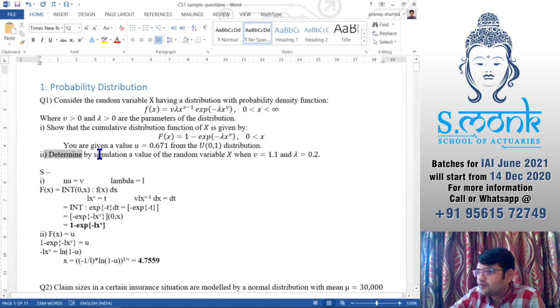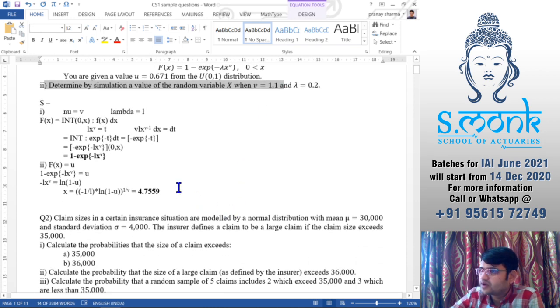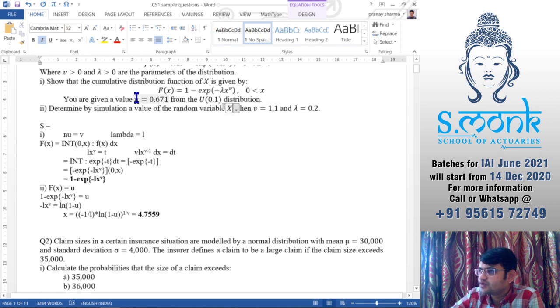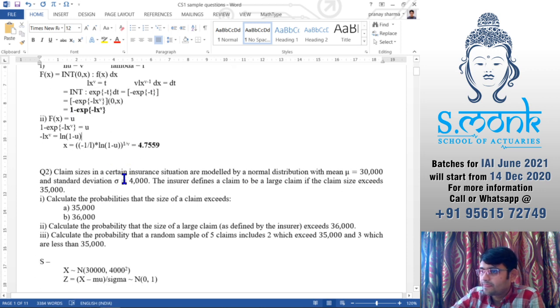Then it said determine by simulating a value of random variable x where this is this. So we want to write down a simulation of random variable x with uniform value as 0.671. Okay, so we know for random variable simulation, what we do is we equate our f of x with u, substitute to find the value of x, and this becomes our x.